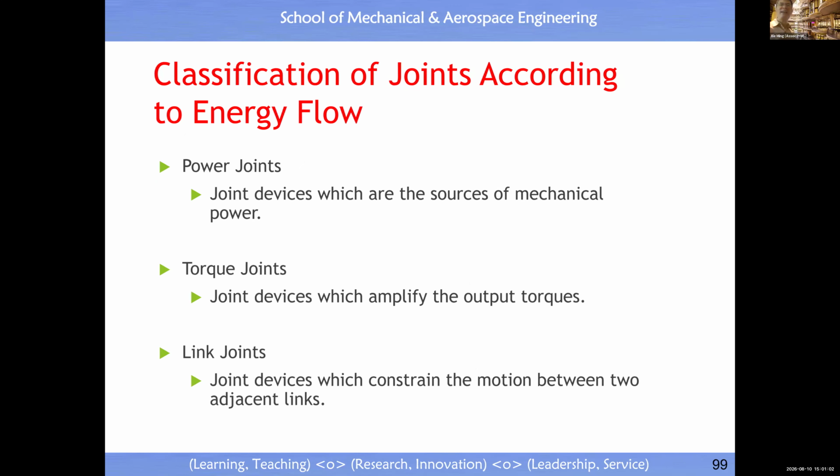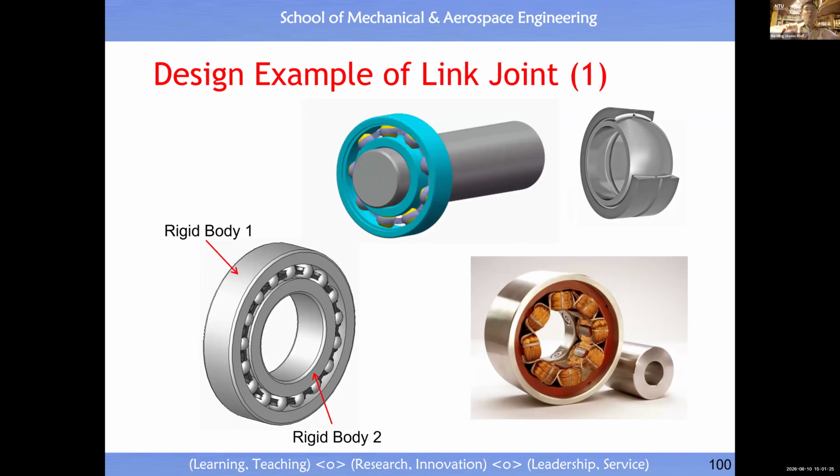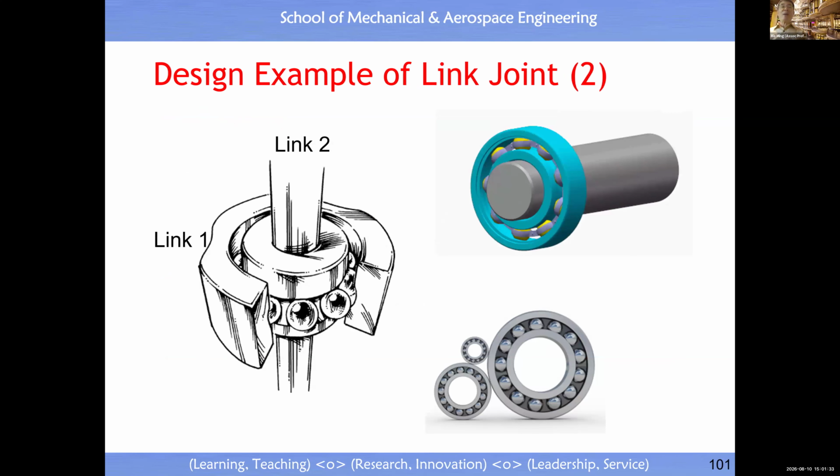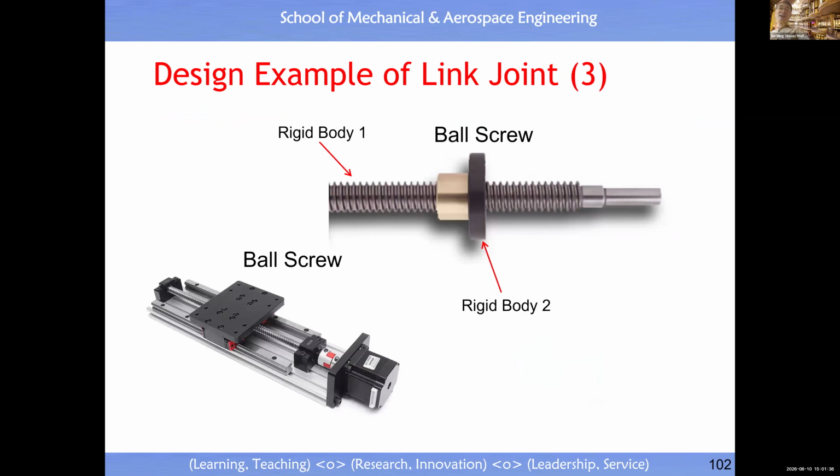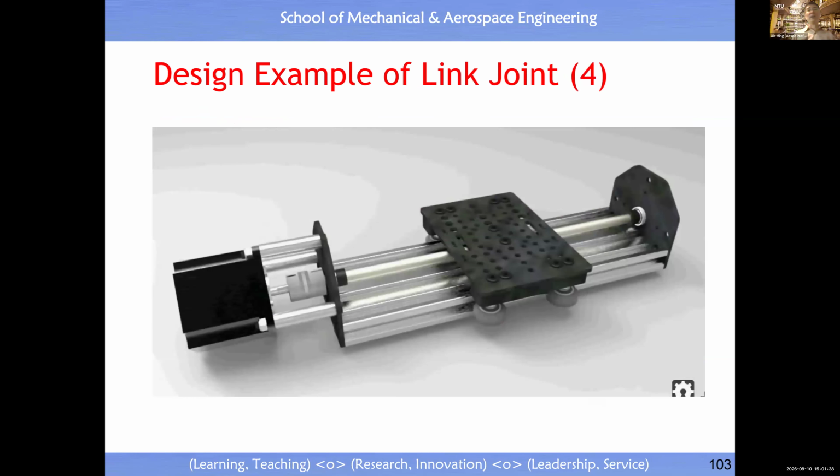Okay, clear. So this is the classification adopted by us. In terms of the hardware device, we split it into three types: link joint, torque joint, and power joint. Power joint is the actuator. Torque joint basically is a speed reducer. Then the link joint is just two links connected by a pin, the bearing, etc. Right? Okay. So how to design a link joint? These are the solutions, right? Okay. So I guess all of you know this, right? And one more example. This is also a solution for you to implement a link joint, right?